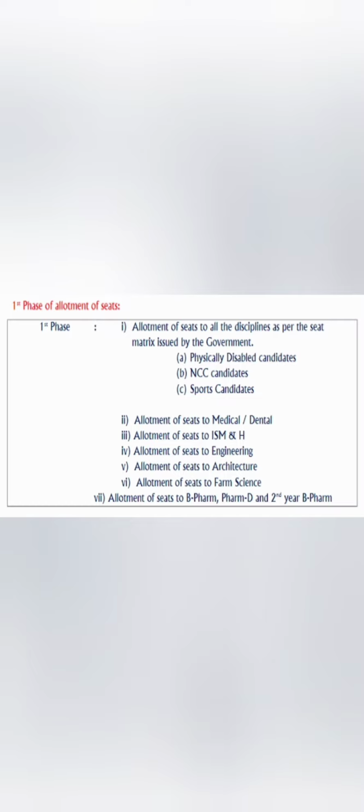Now it is going to happen in the same order, as I said, right? First the allotment of seat will happen to physically handicapped candidates, then to NCC candidates, then to sports candidates, and then it will go to medical, dental, ISMH, engineering, architecture, and pharma sciences, and last to B pharma and others, right, as I explained in the previous slide also. So let's see the detailed version of it.